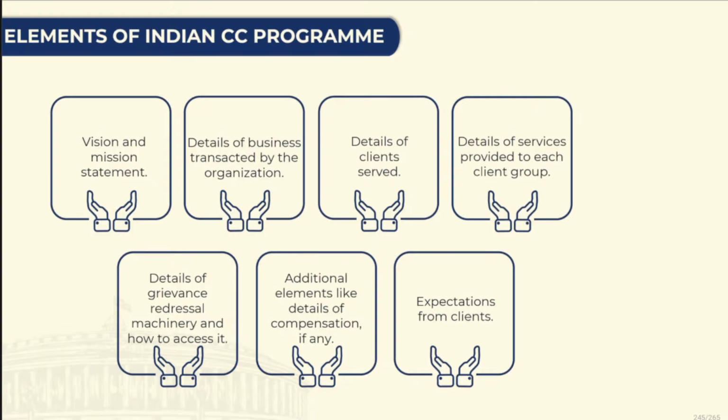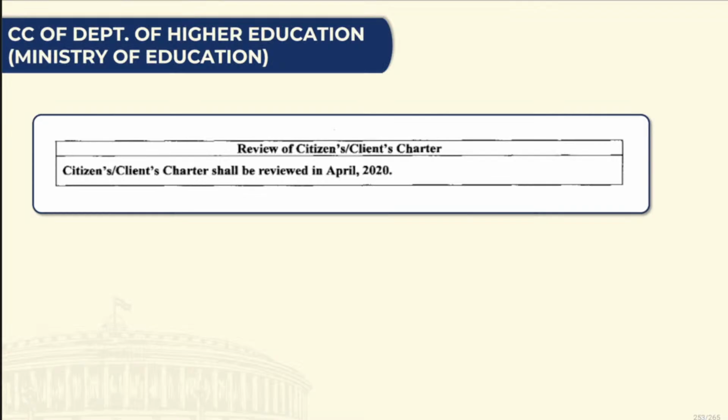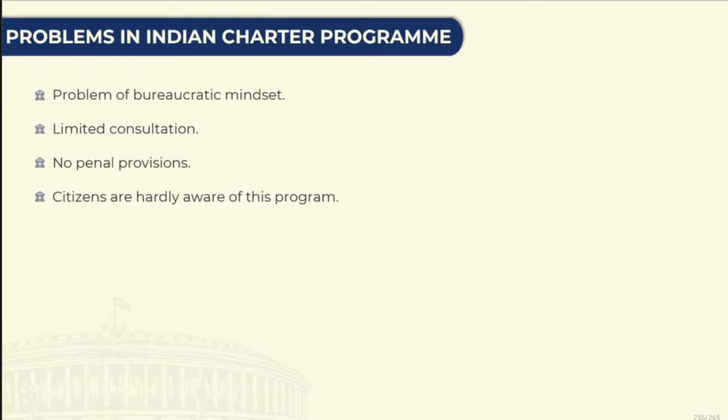Problems in the Indian Citizen Charter Program. Problem of bureaucratic mindset. Limited consultation. No penal provisions. Citizens are hardly aware of this program. Standards of citizen charters are sometimes too lax or too strict. Some citizen charters are too detailed, some are too brief. Many charters do not provide details of names and addresses of grievance redressal functionaries.